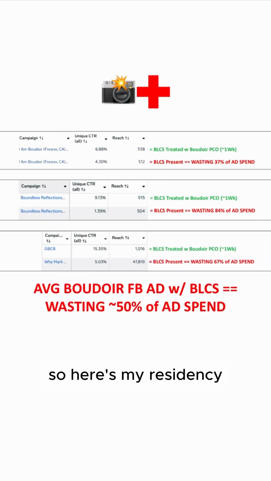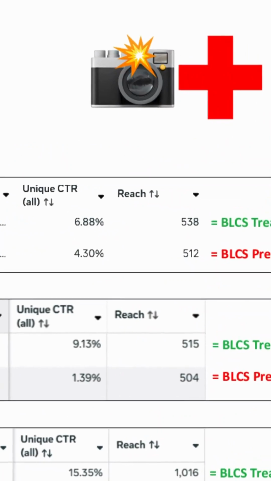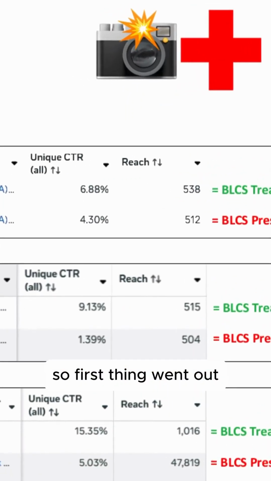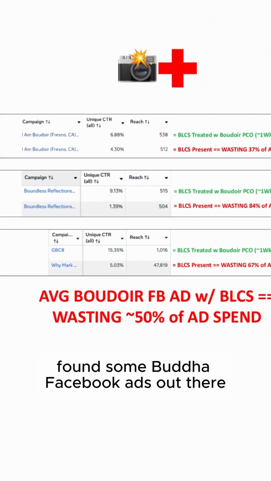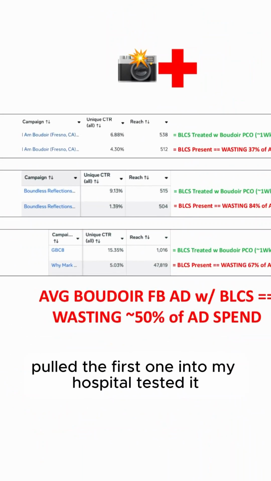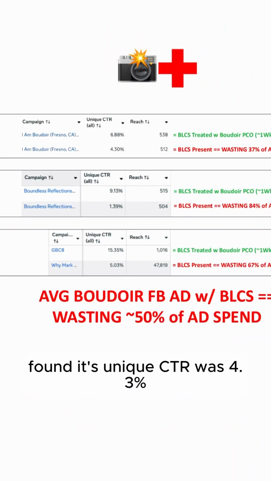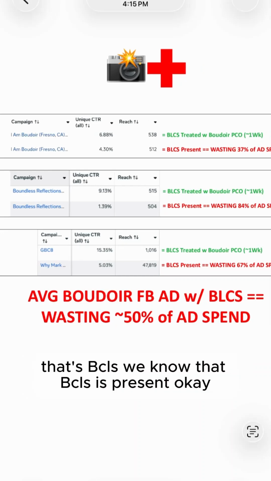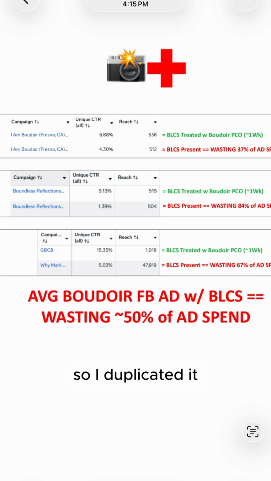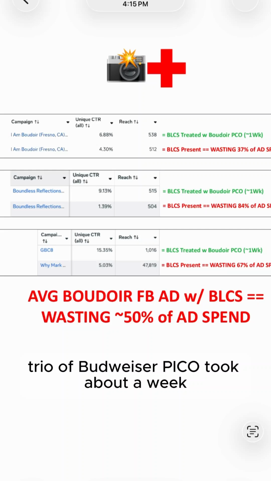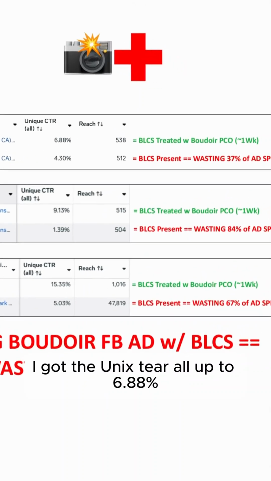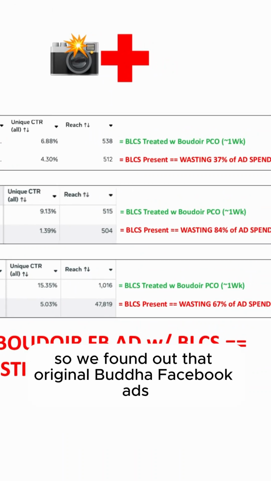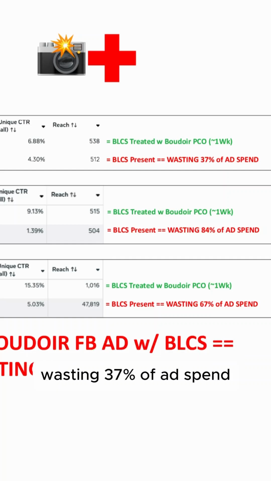So here's my residency on the way to doing Boudoir Facebook ad doctor. First thing, I went out, found some Boudoir Facebook ads, pulled the first one into my hospital, tested it, and found its unique CTR was 4.3%. That's unique CTR under 6%, that's BLCS. So we know that BLCS is present. I duplicated it, treated it with Boudoir Pico, it took about a week, and got the unique CTR up to 6.88%. So we found out that the original Boudoir Facebook ad was wasting 37% of ad spend.